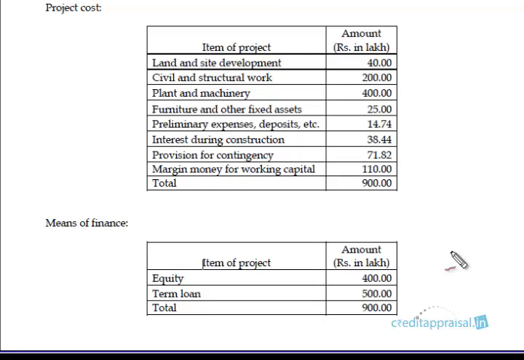So this was the envisaged, expected project cost of 9 crores, and this is the means of finance. The project cost majorly consists of 4 crores of plant and machinery and civil works of 2 crores. Land and building put together are around 2.5 crores. So that's the major portion, and we have some other expenses, including the margin for working capital also.